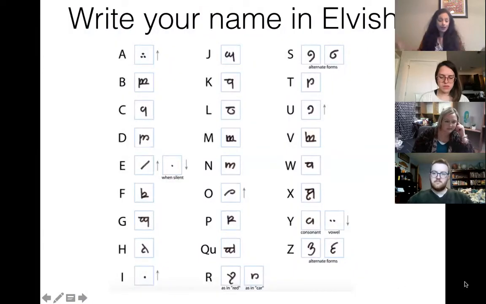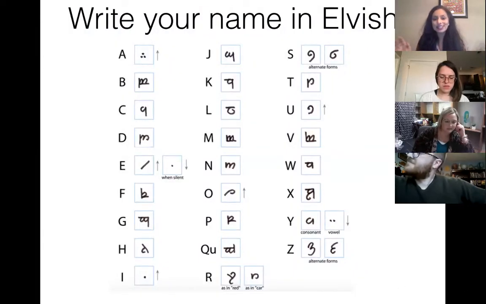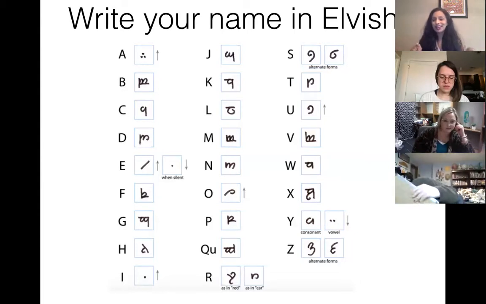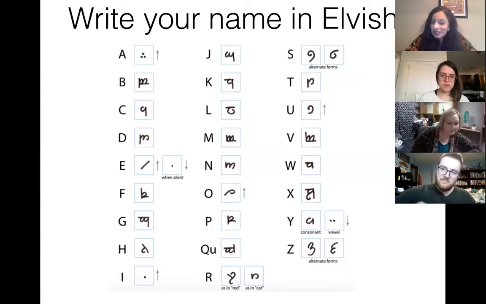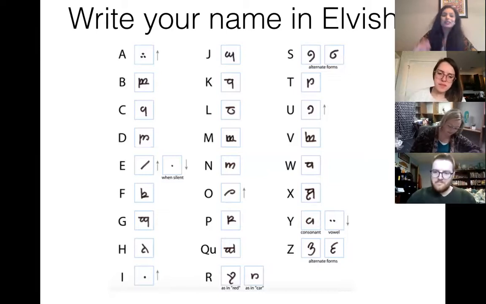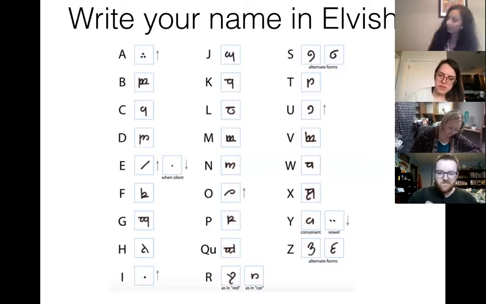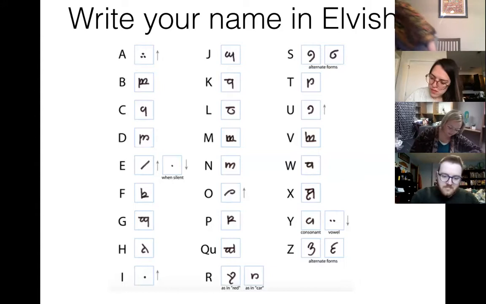Okay, so I have given you the Sindarin alphabet, and I want you to write your name in Elvish. You can try to write your full name, or if you just want to write your first name, you can just write your first name. I'm going to find a pen and paper and do my name as well.